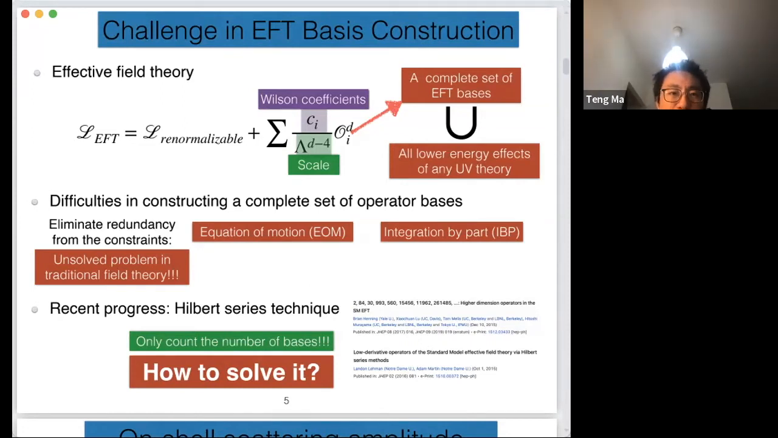Recently, a new method was proposed. It is the Hilbert series technique. But it can only count the basis number and cannot construct the explicit expression of the operators. So how to solve this problem?